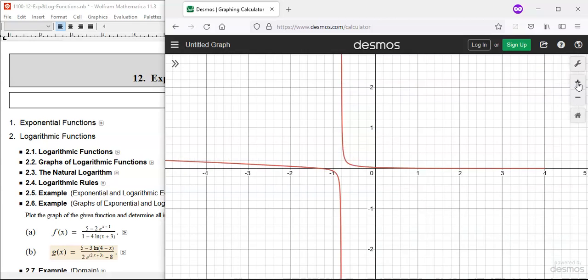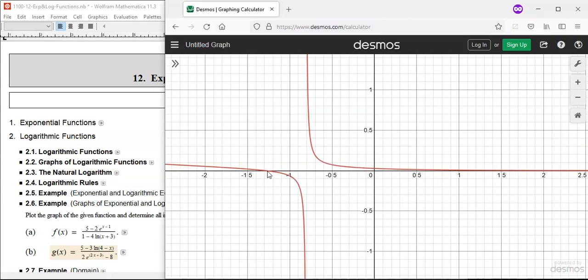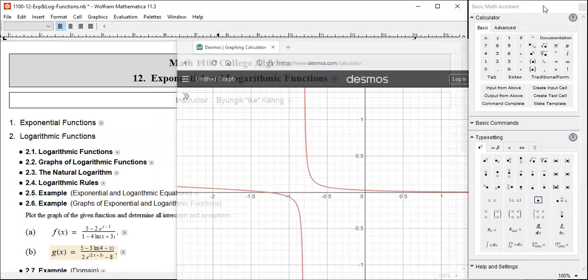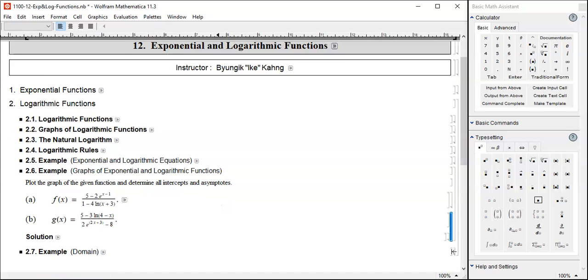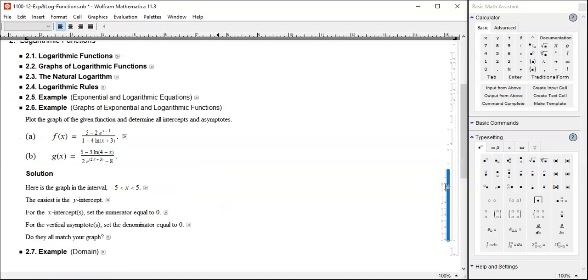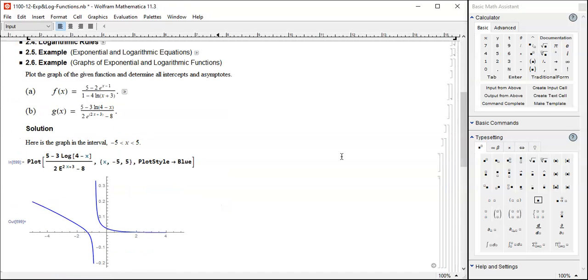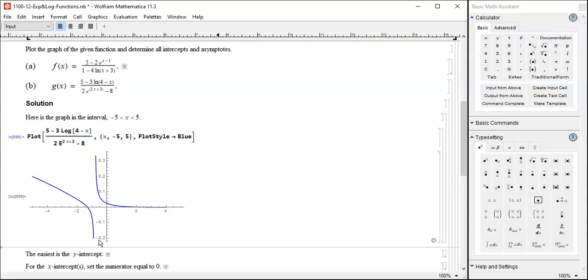So let me expand. Y-intercept, x-intercept, and vertical asymptote. Okay, all right. Similar kind of graph here, with a little bit different scaling, but it's the same graph. Y-intercept, x-intercept, and then a vertical asymptote.